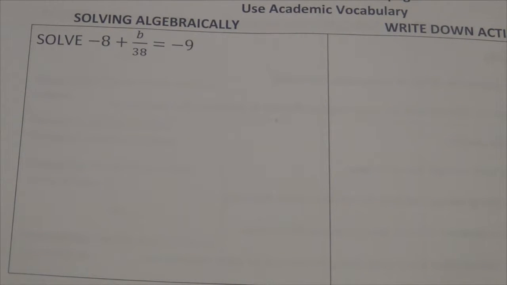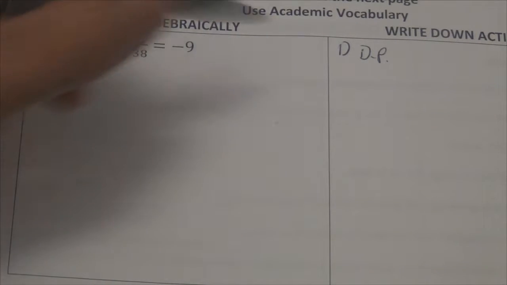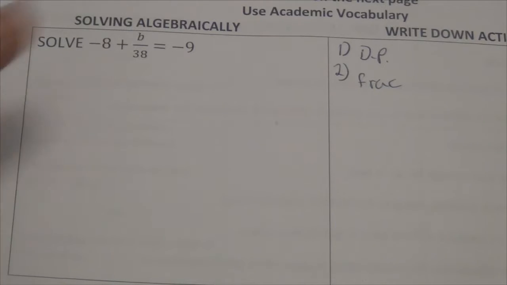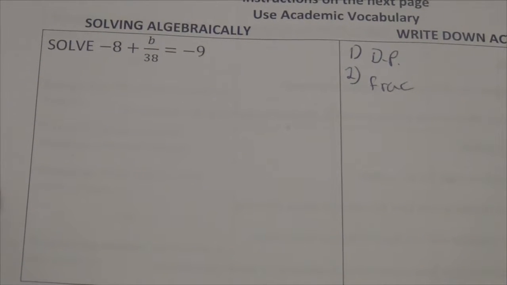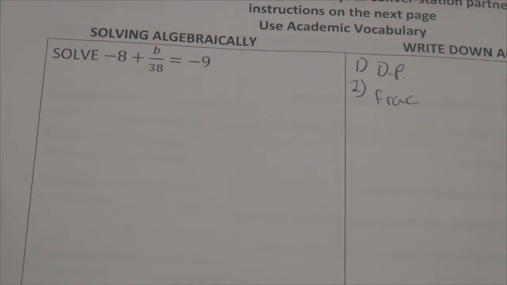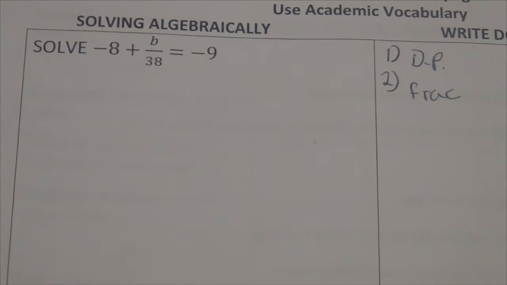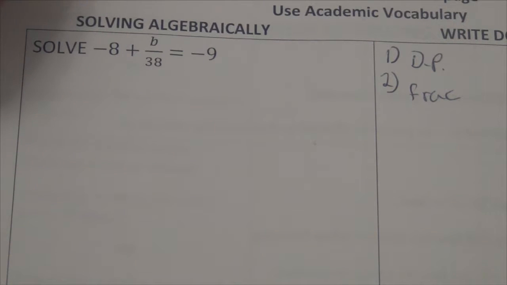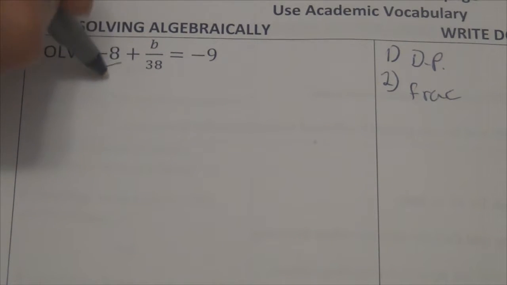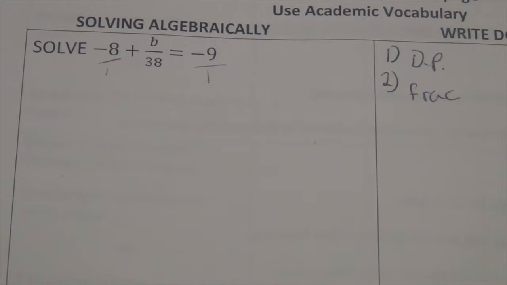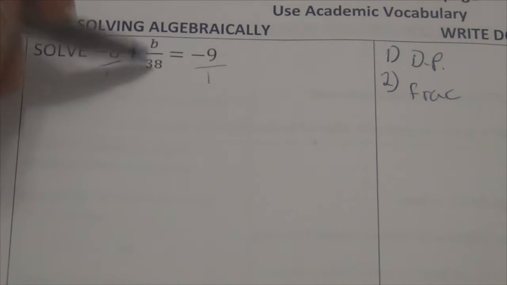Okay, here we go with this one. So let's see now. Once again, number 1, do I have distributive property? No. Number 2, do I have fractions? The answer is yes, we have fractions. So I'm gonna find the common denominator. There's only one denominator because the rest are 1 and 1. So 38 is my common denominator.